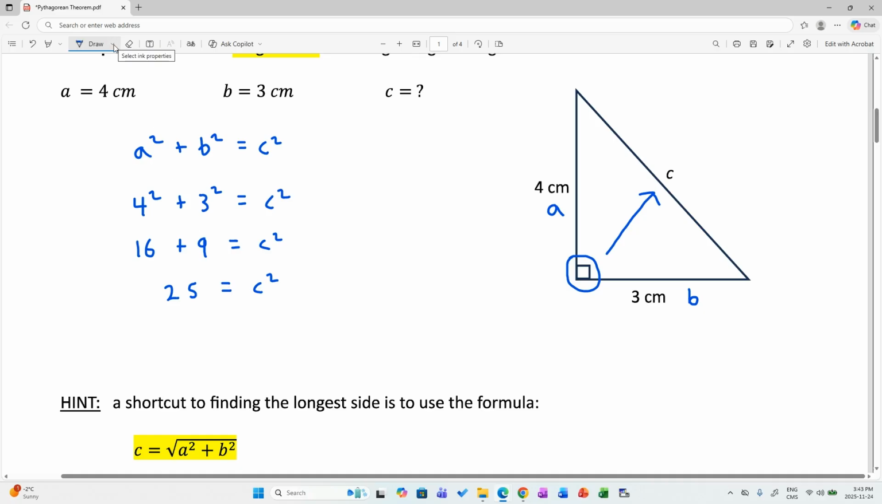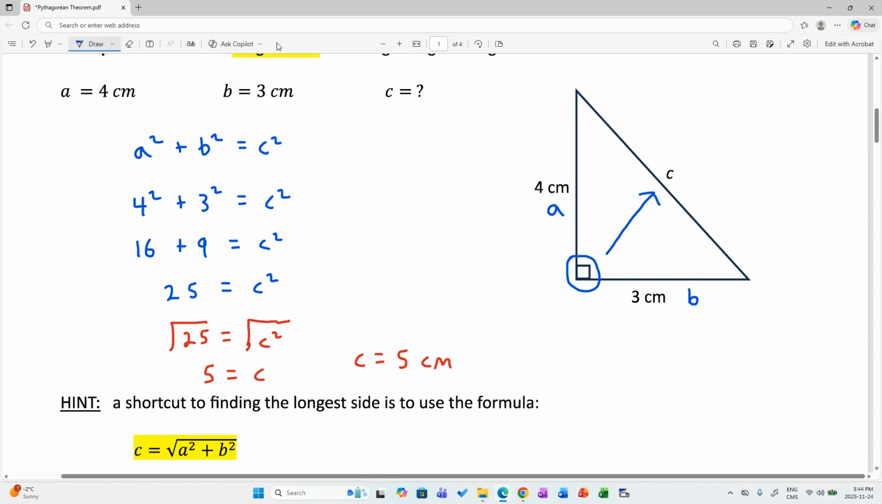Now if you recall, to change C squared to C, I can simply take the square root of C squared. If I take the square root of a number that is being squared, I just get that number. But what I do to one side, I have to do to the other side as well. So in this case, if the square root of C squared is simply C, I also have to take the square root of the other side. And the square root of 25 is going to be 5. So I can say that C equals 5 centimeters.